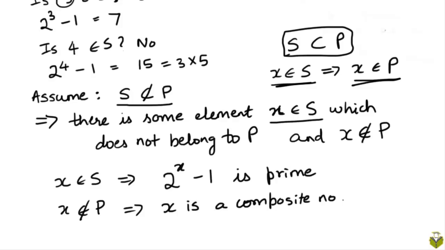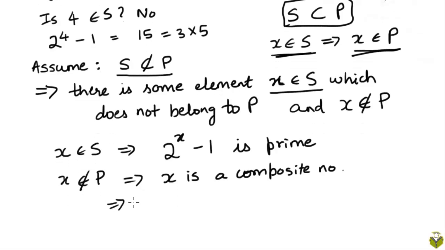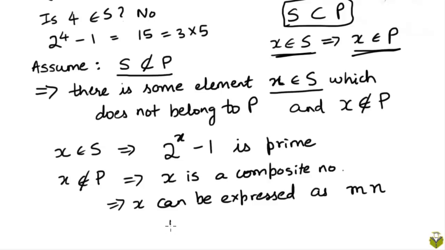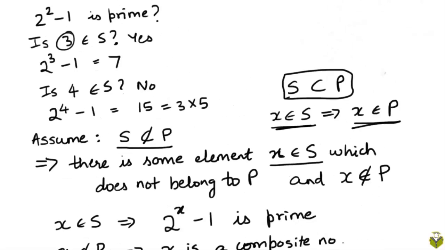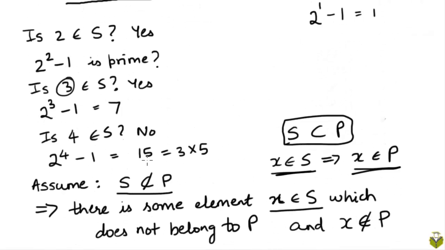Now if X does not belong to P, that means X is a composite number, it's not a prime number. And if X is a composite number, that means X can be expressed as the product of prime numbers. Minimally we can say that X can be expressed as the product of two numbers m and n, where both m and n are greater than 1. That's what it means for something to be a composite number. For example, 15 is a composite number because 15 can be expressed as 3 times 5. 12 is a composite number because 12 can be expressed as 2 times 2 times 3. Or we can express this as 4 times 3.